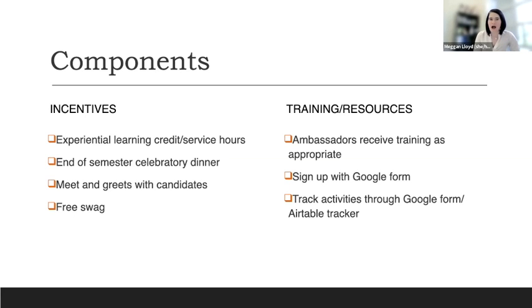Students will be signing up via a very short Google form. It's very, very basic, but it's our way of tracking who those students are, and then we will have them track their activities through some type of online tracker. From there, we will be able to share out on social media and recognize the work they are doing as well.